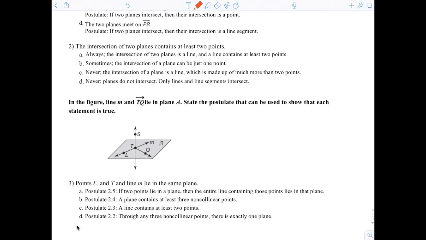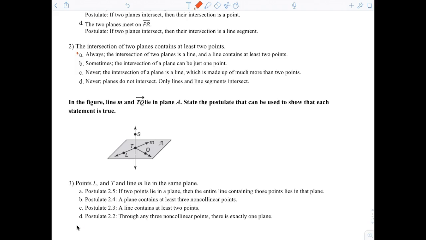All right. Number 2, the intersection of two planes contains at least 2 points. Why is that true? Because 2 points form a line. 2 points form a line. And when 2 planes intersect, they form a line. So always.